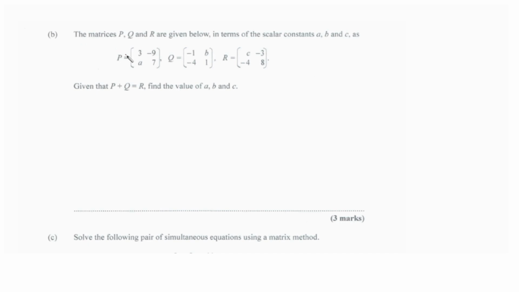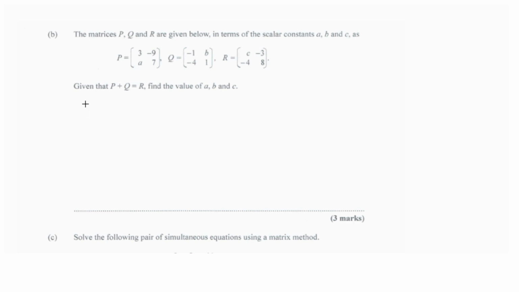Part B, the matrices P, Q, and R are given in terms of the scalar constants A, B, and C. Given that P plus Q equals R, find the values of A, B, and C. So P plus Q equals R. So let's write that out.